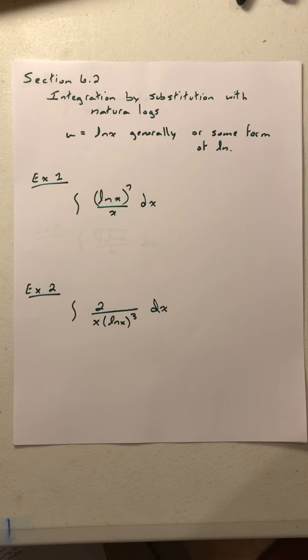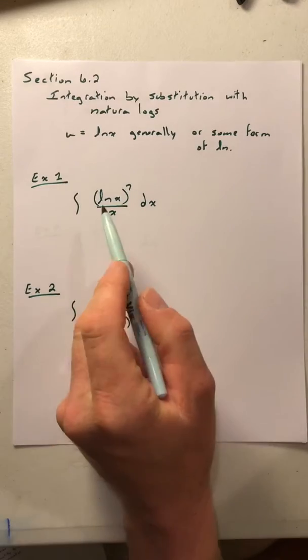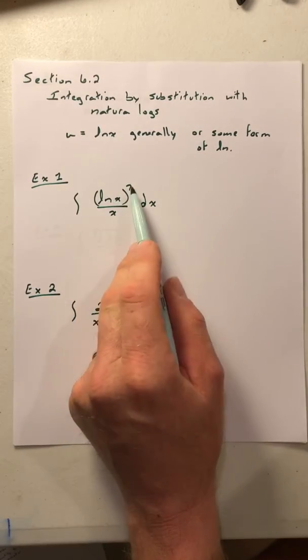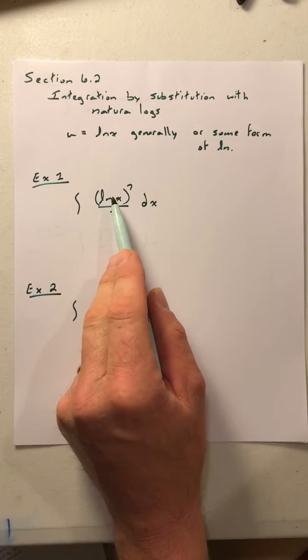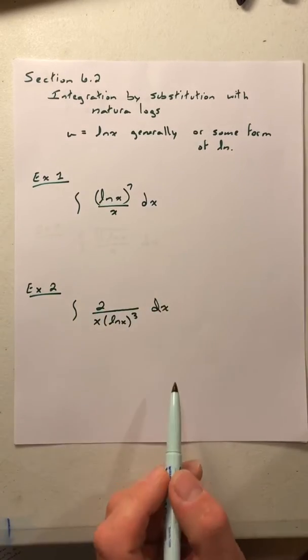So let's go ahead and look at a couple of examples. They're not going to be too miserable. I think it's going to be one of the easier lessons that we do here. So if I have the natural log of x, quantity to the seventh over x dx, we don't know the integration of the natural log of x.